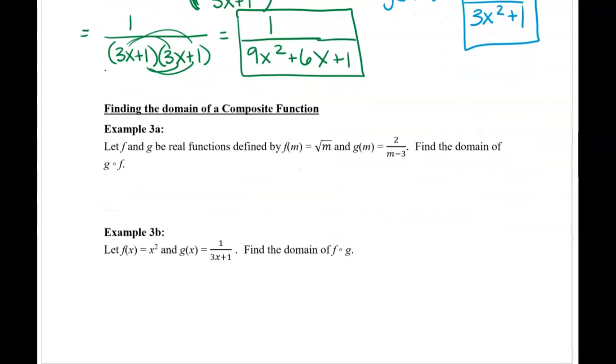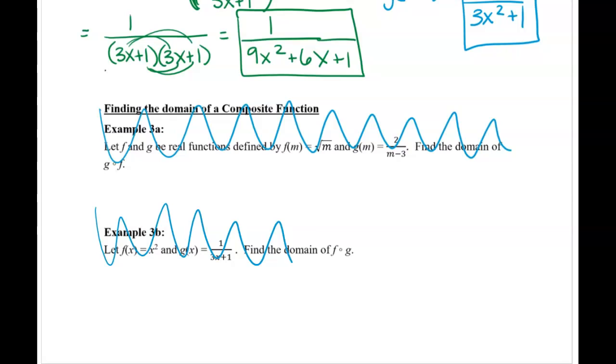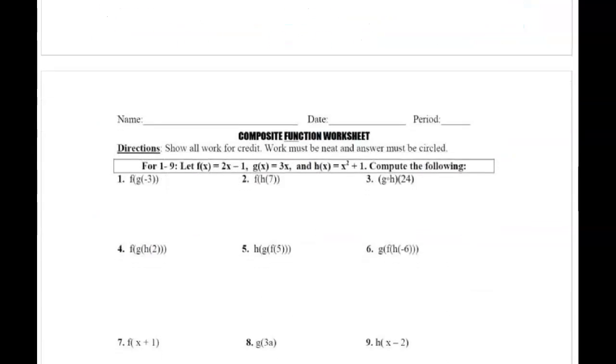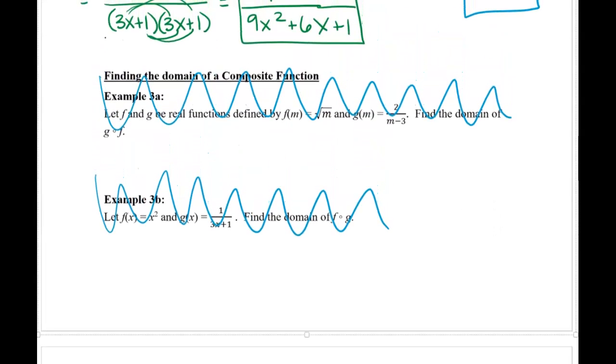Okay, we're going to skip finding the domain of a composite function. We'll talk about domain at a later point in the course, so don't worry about that. Any problems? Let's see, are they talking about the domain? Any of the problems? No, so you should be all set for the homework. So don't worry about this last piece. It won't be on the test either.